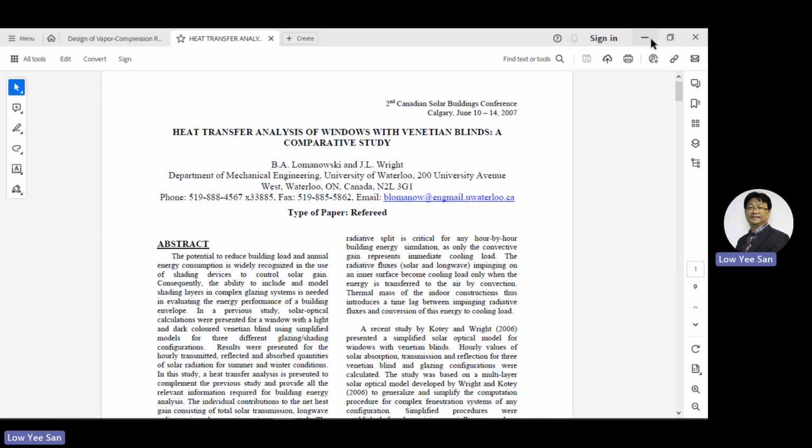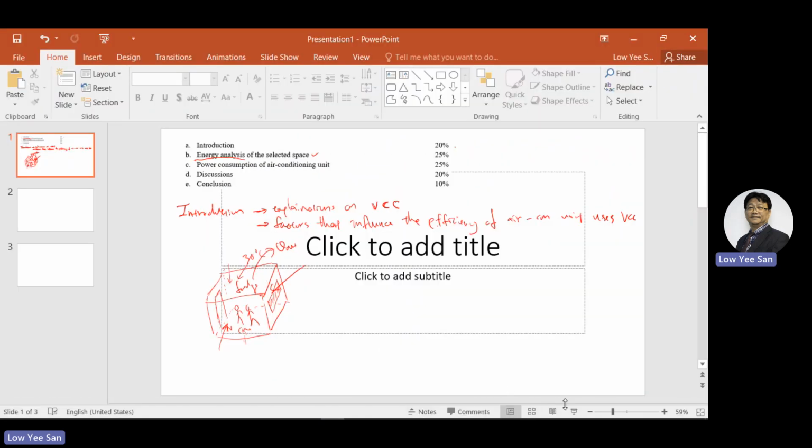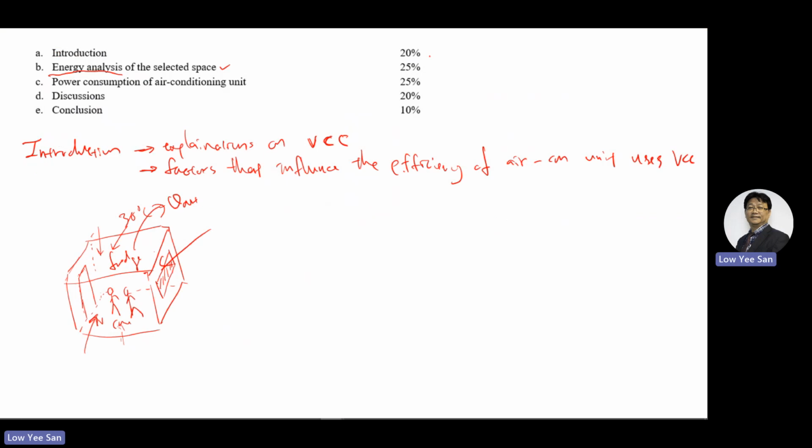But from my side, I try to help you also lah. I already provided you with this one. If you are satisfied, go ahead. If you're not satisfied, you can do your research. Okay, no problem. So the energy analysis is like that. It's pretty simple and straightforward.